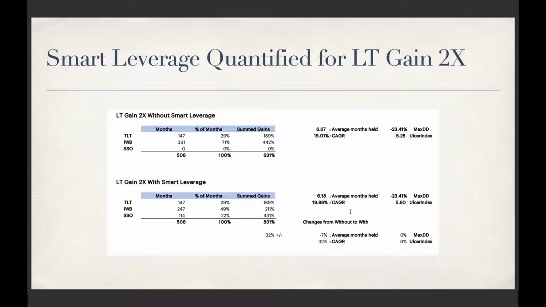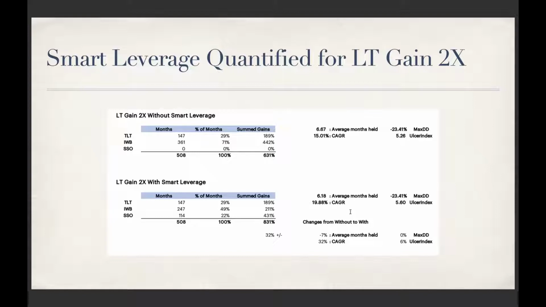So you can see on the top group, starting with the 6.67, that's the average months between change of investment in LT gain without smart leverage. If you look down below, you can see with smart leverage, that period decreases a little bit. It's actually a 7% decrease. And that's because we're adding in switching from leverage to non-leverage, whereas the without doesn't have that change. But the CAGR goes from 15% up to 20%, a 32% increase. The drawdown over this period of time didn't change.